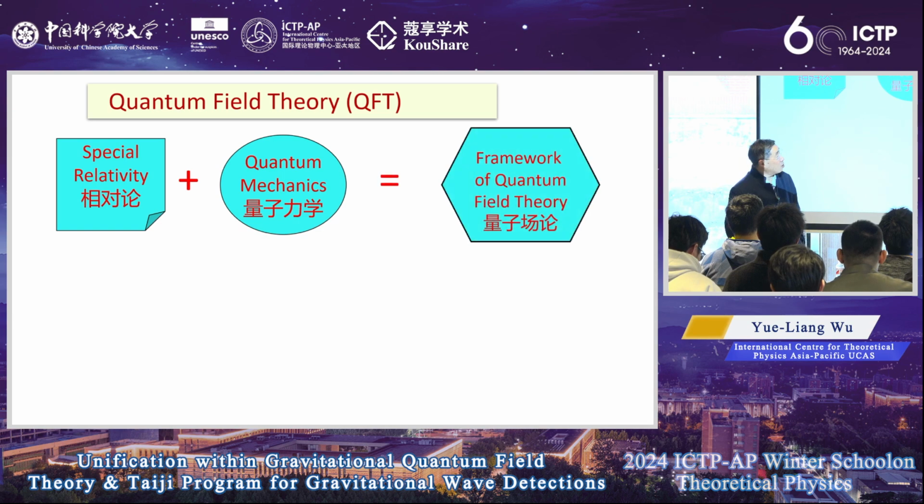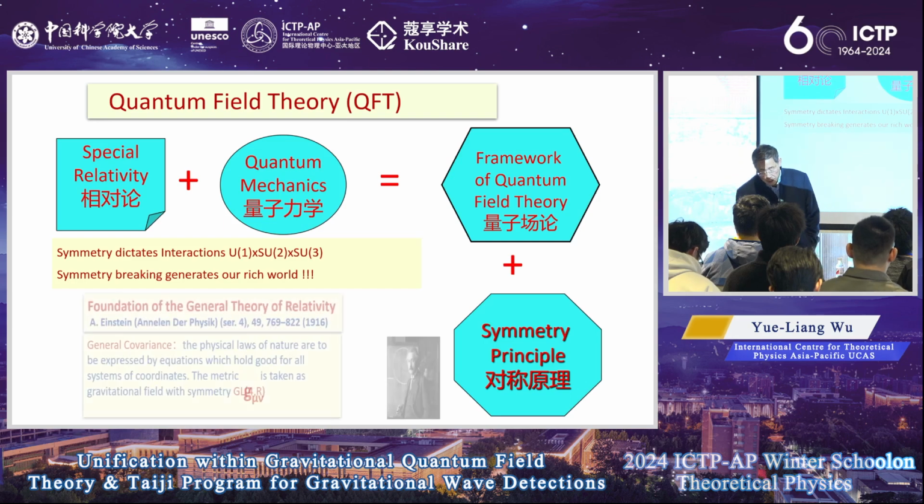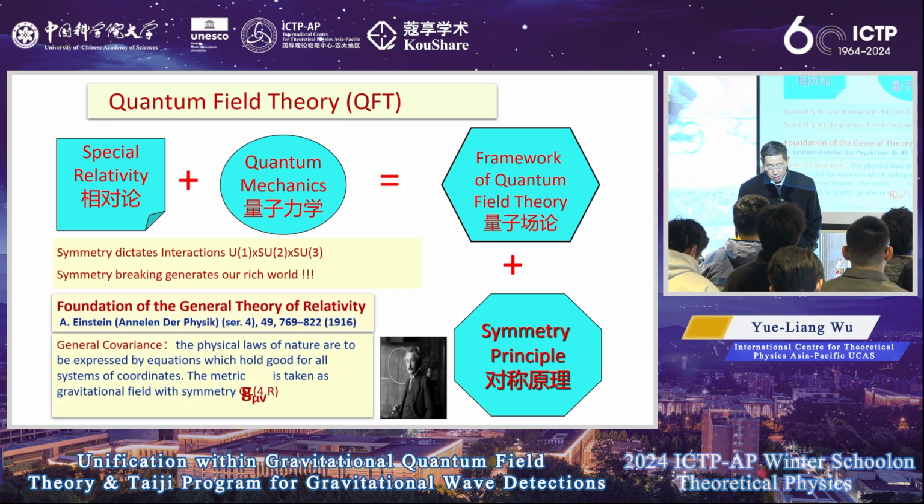So what is quantum field theory? We just combine special relativity and quantum mechanics, plus symmetry, as mentioned, such as the U(1), SU(2) symmetries. And then we observe the universe. The rich universe actually comes after the symmetry is broken, and all particles receive masses. So then we will ask what the basic symmetry for gravity is, for example.